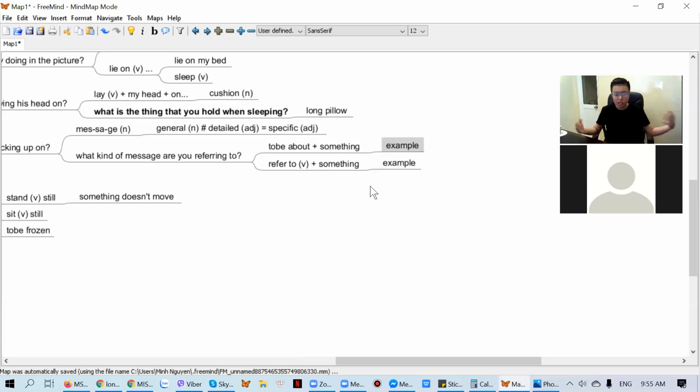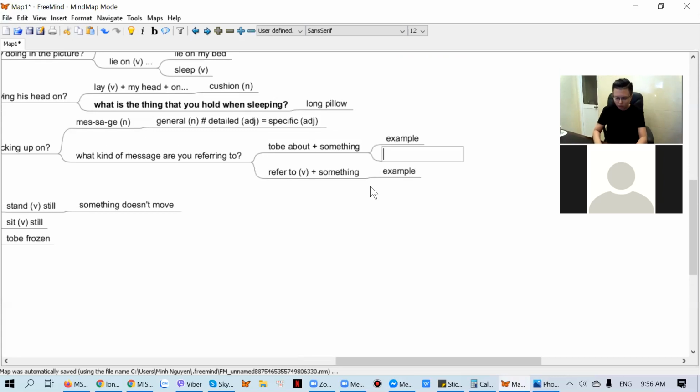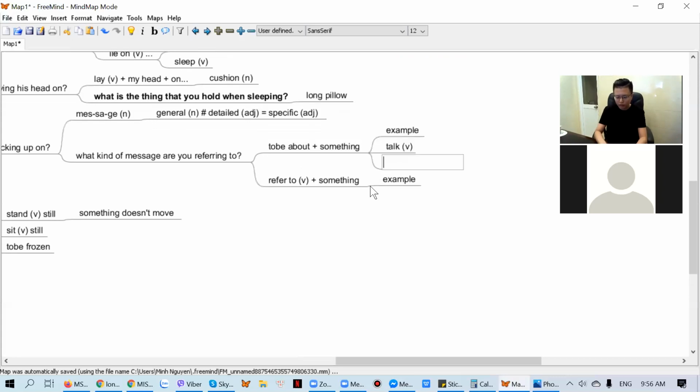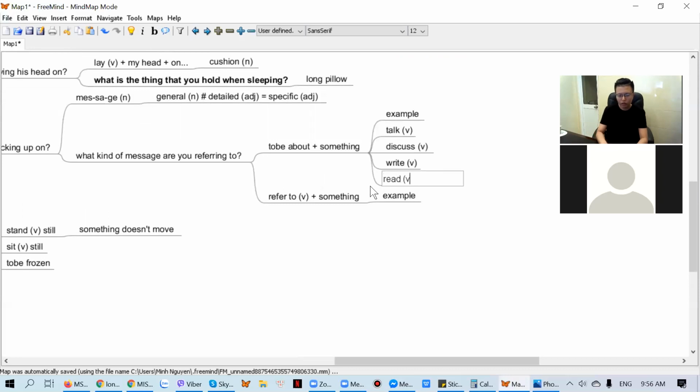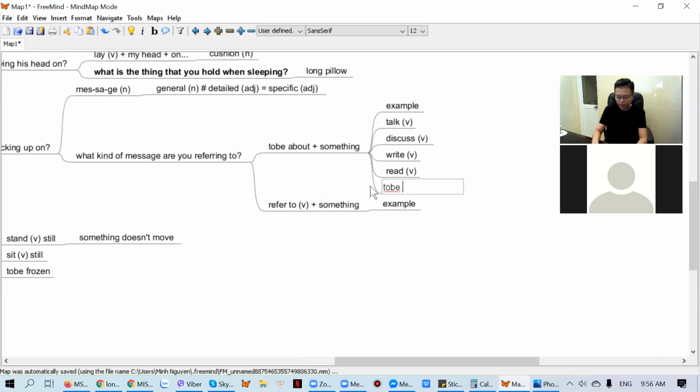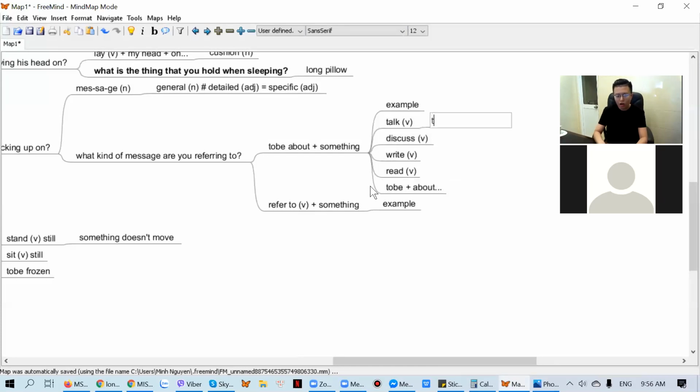So can you give me a situation in which you can use the word about? We only think about the word about when we talk, when we discuss, okay. Do you remember this word? Talk, yeah. Discuss, yeah. Or read, okay. So first, I want you to give me an example with the word talk, with somebody about something. Talk with somebody about something. Can you give me a situation?